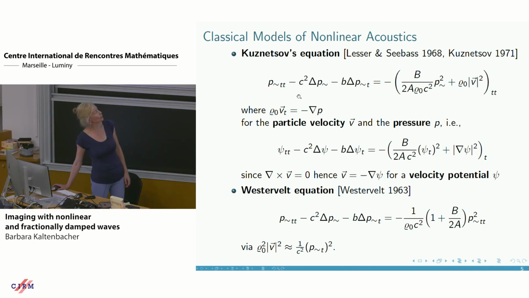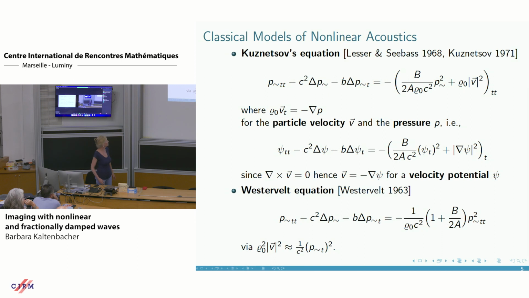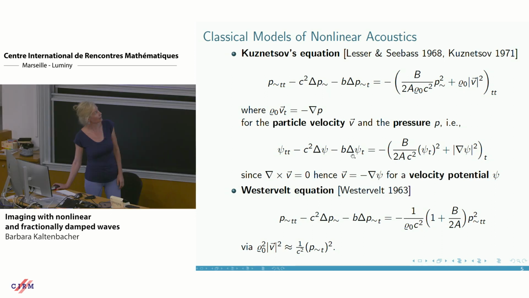One can also go back to just one scalar unknown by using the fact that the particle velocity is irrotational, so it has a potential, a scalar potential. And the scalar potential is called velocity potential. And plugging this in up here and doing one-time integration, we end up with this, so to say, classical form of Kuznetsov's equation just in terms of the velocity potential.